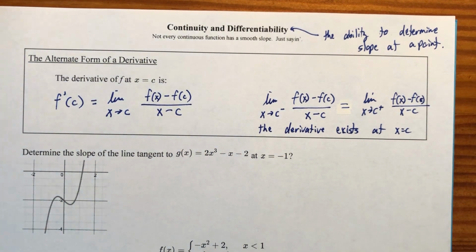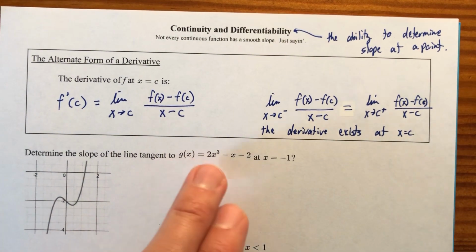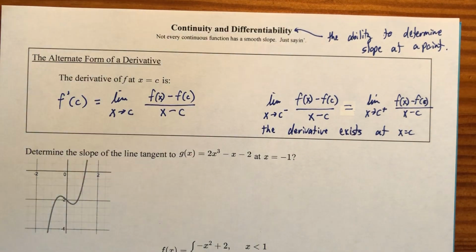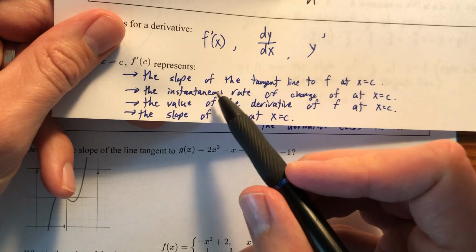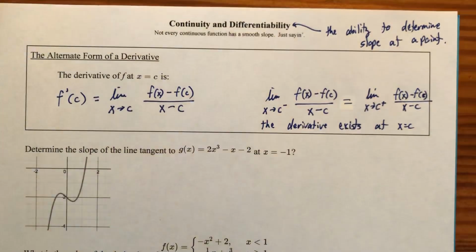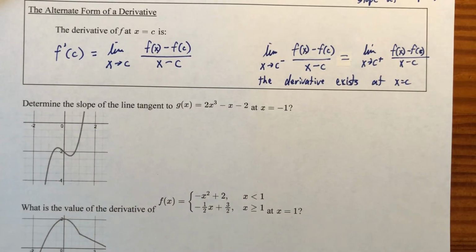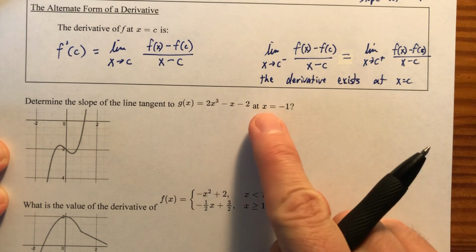All right, so let's do this. Let's determine the slope of the line tangent to that graph. Now, these are going to be worded differently, so we can get used to all the different phrasings. Here it is. Find the slope of the line tangent, find the value of the derivative, those kinds of things. So we want to find the slope of the line tangent to this graph at that point.